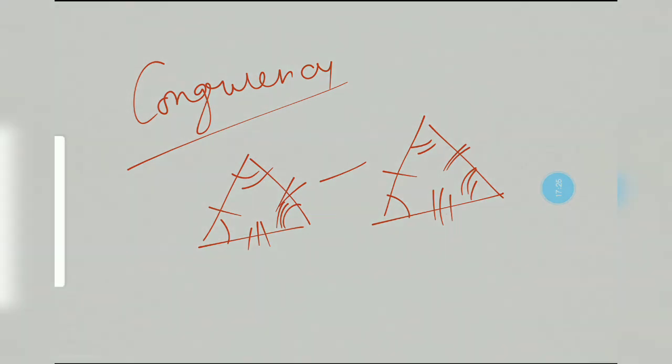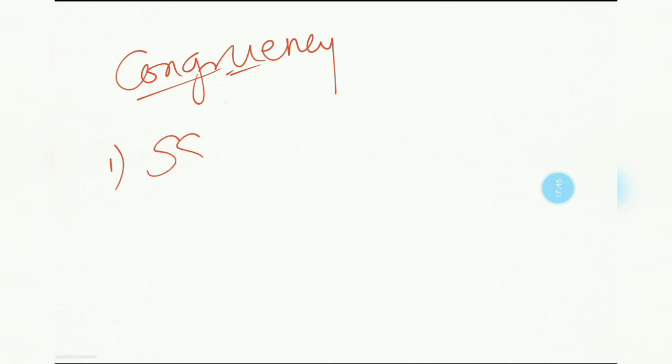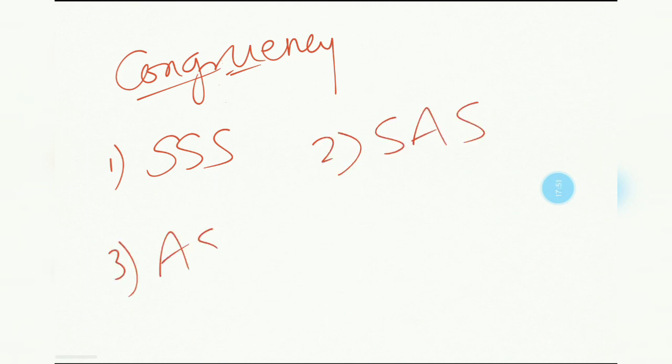For congruency, we actually have four rules. You will be studying congruency rules in 9th standard, where in your mathematics you will be learning triangles. There are four rules to show that. First and foremost is the SSS rule. Second one is the SAS congruency rule. Third one is the ASA congruency rule. And fourth one is the RHS congruency rule.